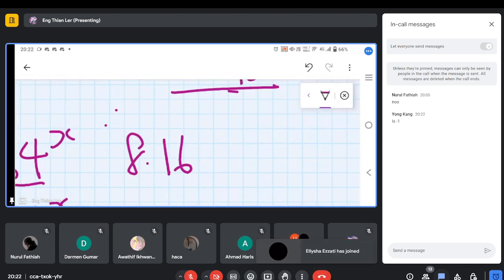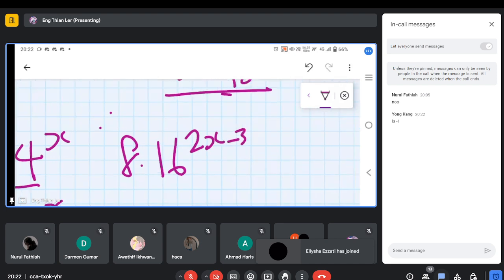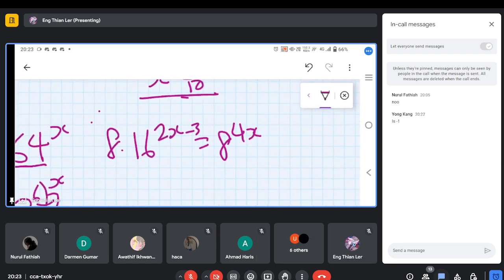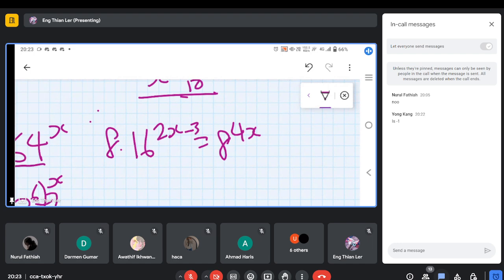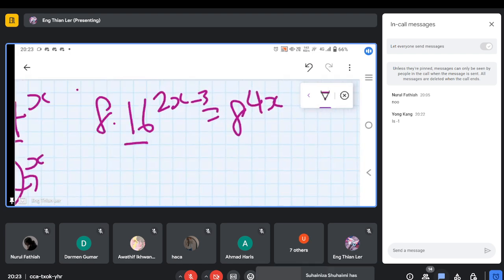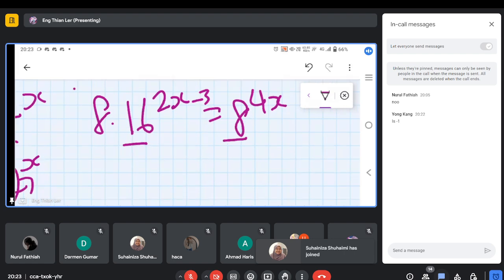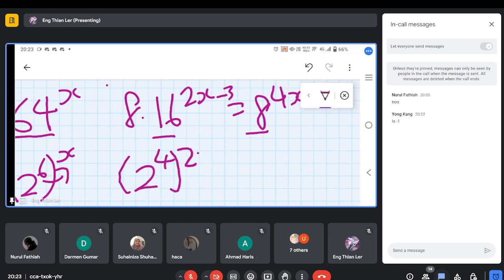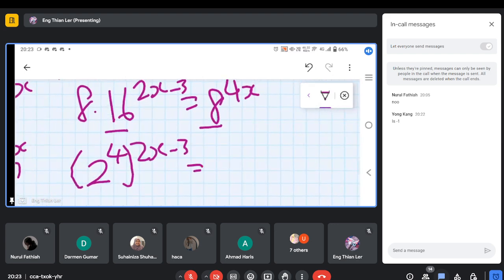16 to the 2x minus 3 equal to 8 to the power of 4x. Okay, so now look at this, different base. We're going to make this the same base, which is 2, so 2 to the power of 4 for 16, and 8 is 2 cubed.